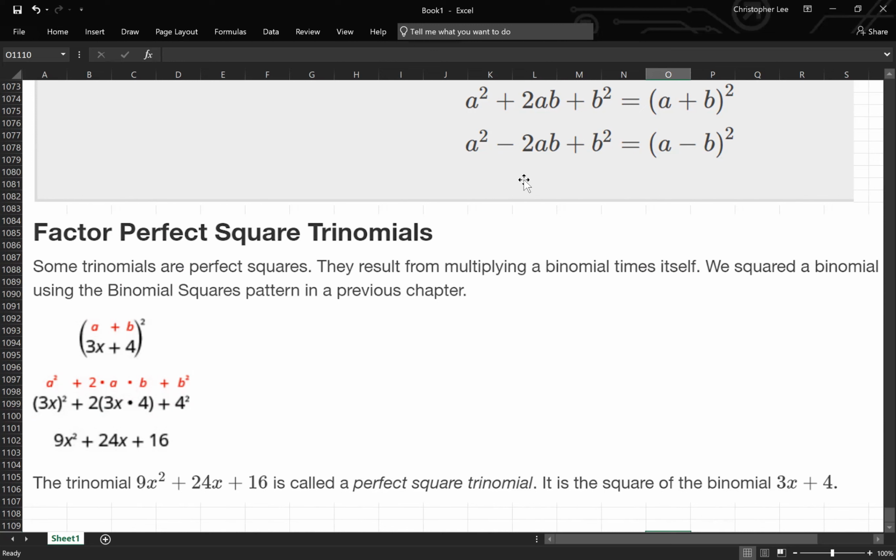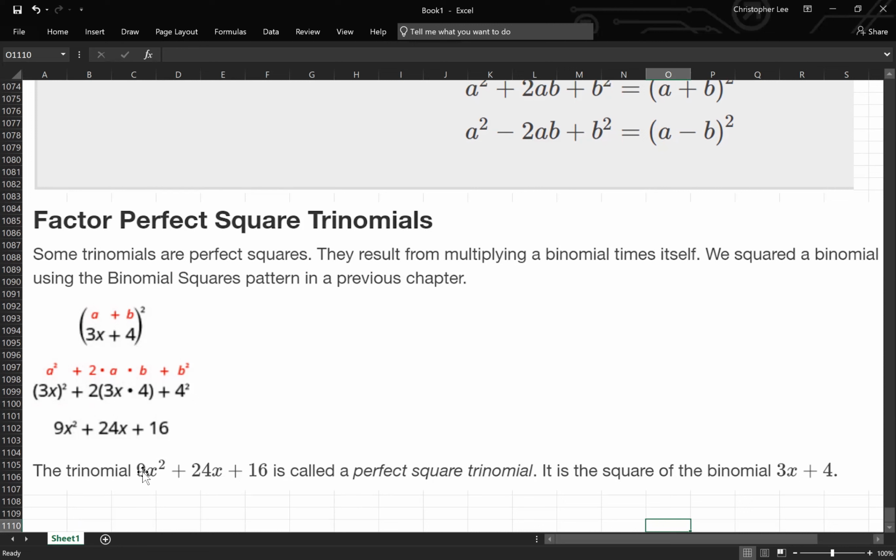So remember when we had (a + b) squared, let's say like (3x + 4) squared, it became (3x) squared plus 2 times the a, which is 3x, times the b, which is 4, plus b squared. Then we did the math in the middle, multiplied them all together. 2 times 3 is 6, 6 times 4 is 24. So we have 9x squared plus 24x plus 16.